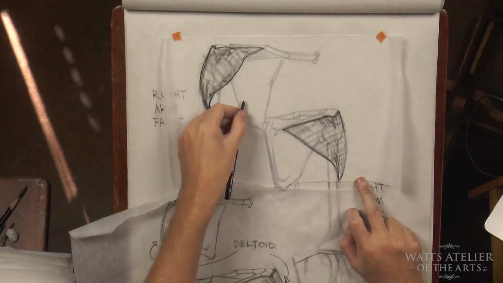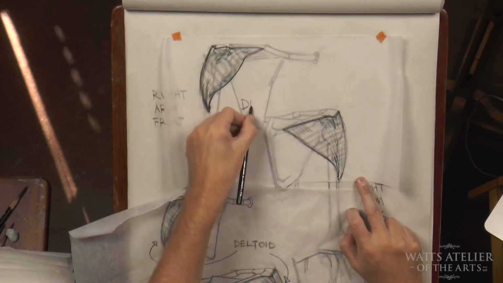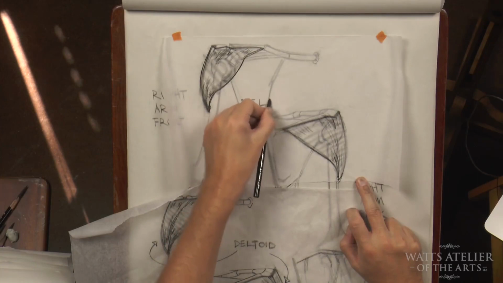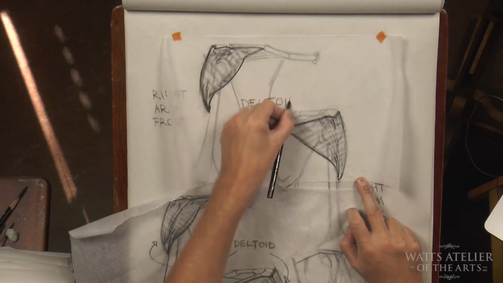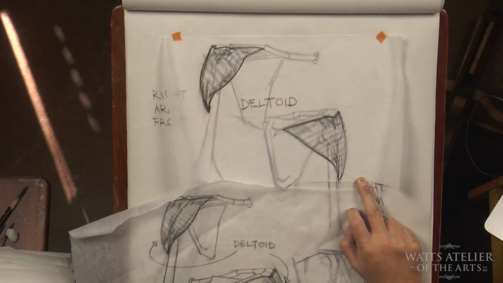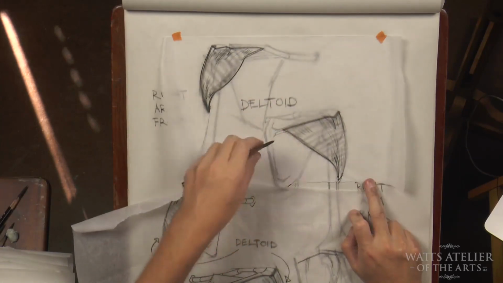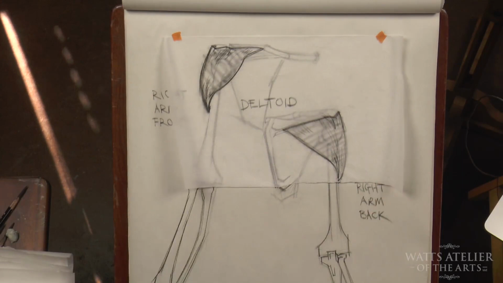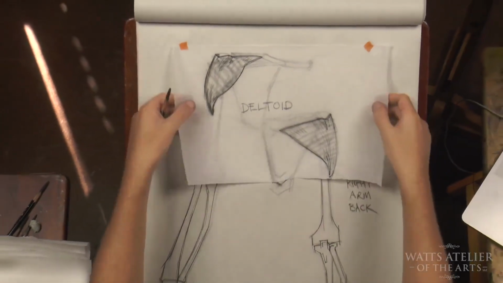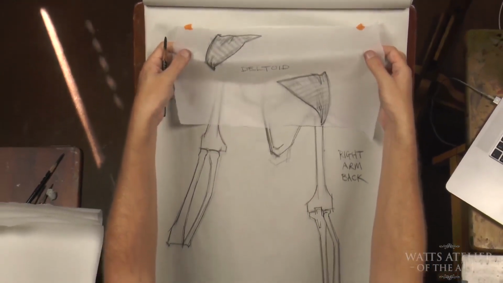This is the deltoid. Boom. Okay, so that's pretty much it for the upper arm, right? So that brings us down to the lower arm.